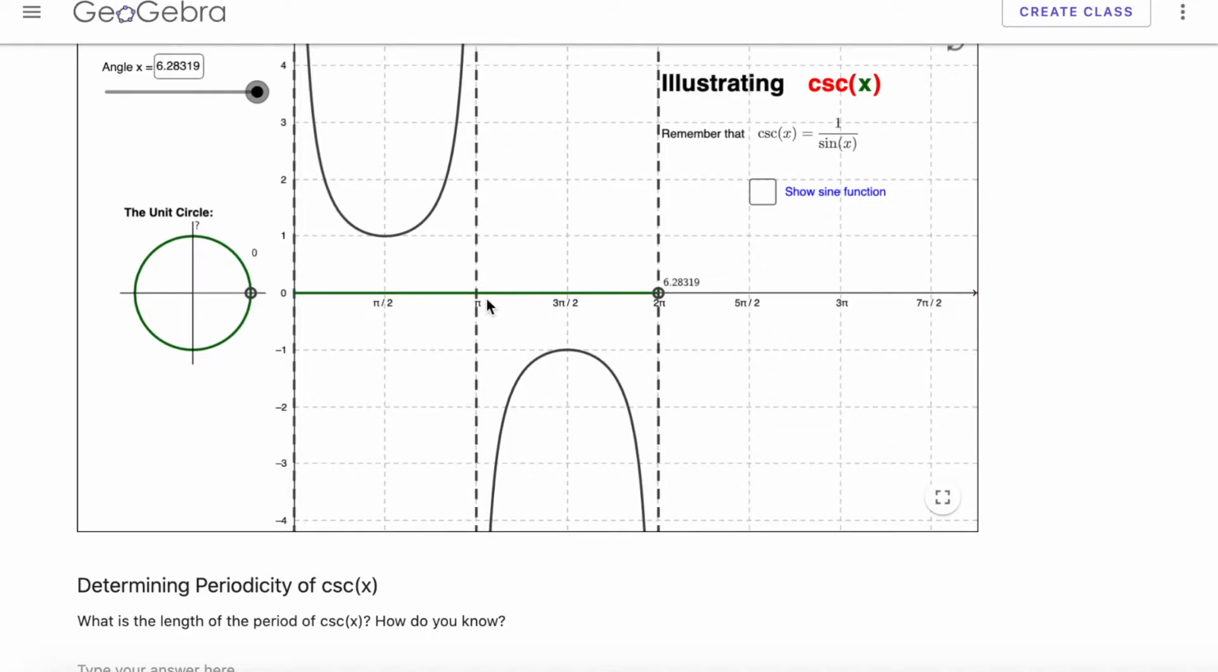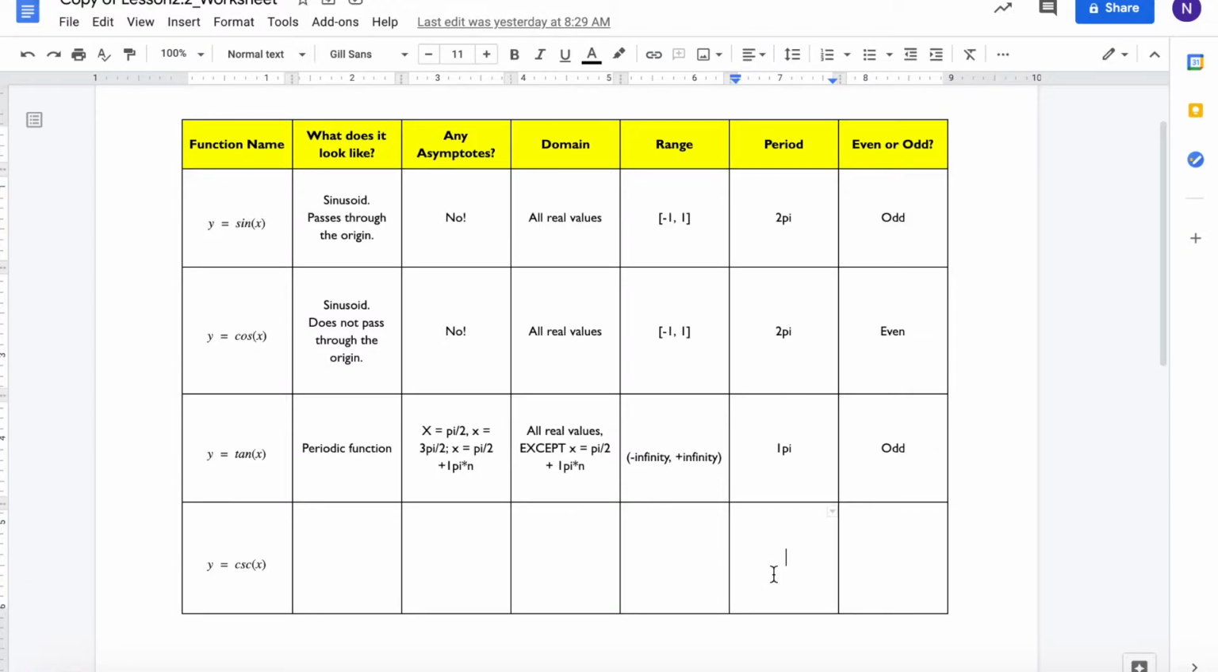So let's look at where these boundary lines are. It seems like I have one at pi and I have one at 2 pi. So if I take the difference between them, it looks like my period is going to be pi, right? So I know that my period is going to be 1 pi. So I already got that down.